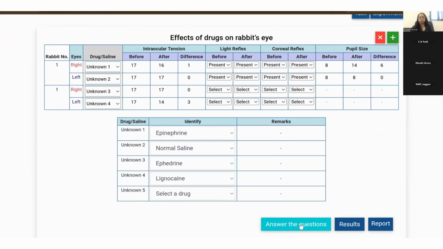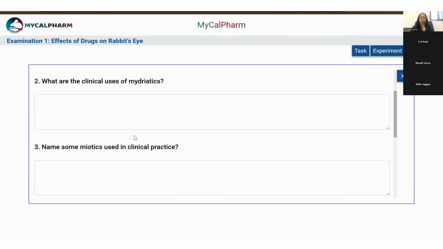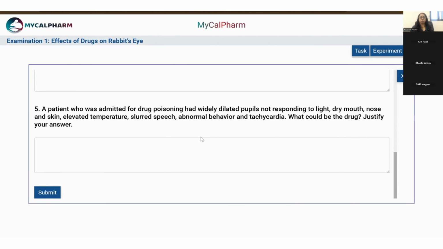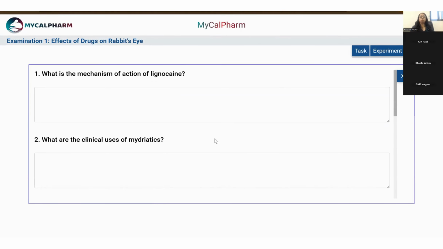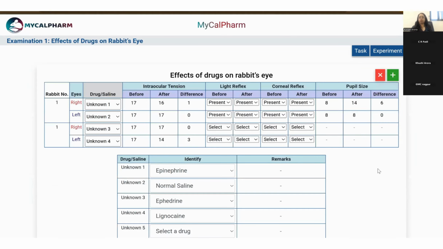For every experiment, the student has to give answers to the questions. We can see here: what is the mechanism of action of lignocaine? Name some clinical practice myotics. What are the clinical uses of myotics? So for every experiment, we have given a set of written questions which has to be done by the students. This is the examination mode where we want the student to even write their answers. So they just have to submit it.